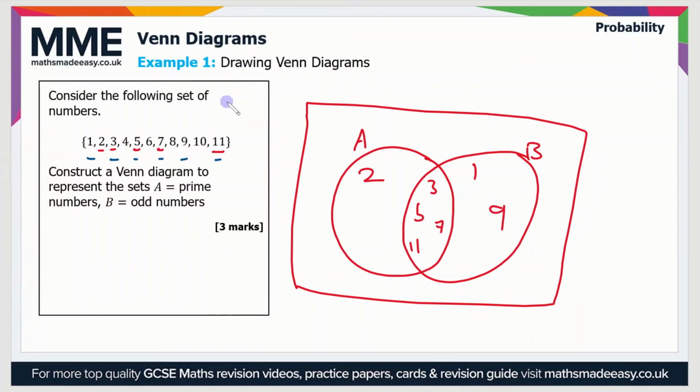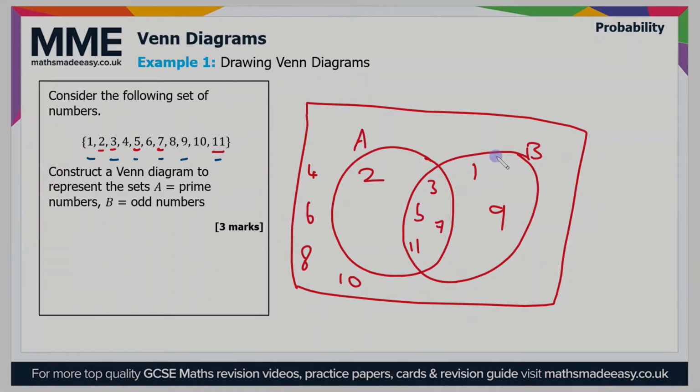And then finally, the remaining numbers we have to put outside of the circle. Those are 4, 6, 8 and 10. So let's just put those here, 4, 6, 8 and 10. That's all of the numbers from 1 to 11 included in our Venn diagram.